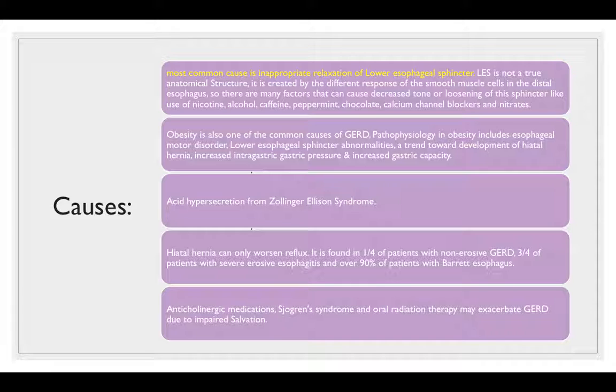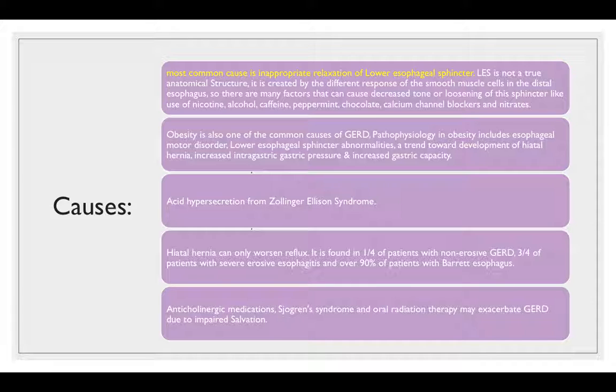That can happen when the patient is using nicotine, consuming alcohol, or taking caffeine, peppermint, chocolate, calcium channel blockers that are going to relax the muscle, or nitrates as a vasodilator. So these are all the things which are going to affect the smooth muscle cells, and definitely they are going to produce an effect on this sphincter, which is actually not a proper anatomical structure. It's just a combination of muscles which, because of the contraction, are acting like a sphincter.